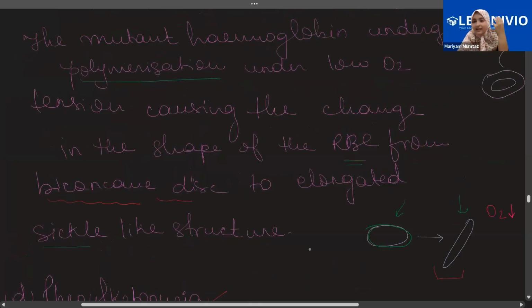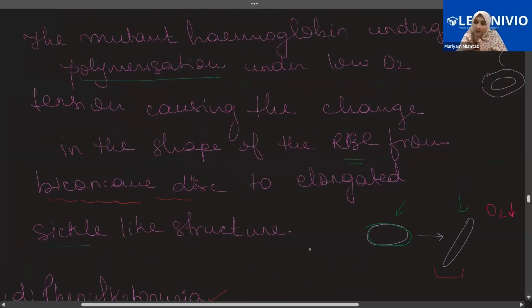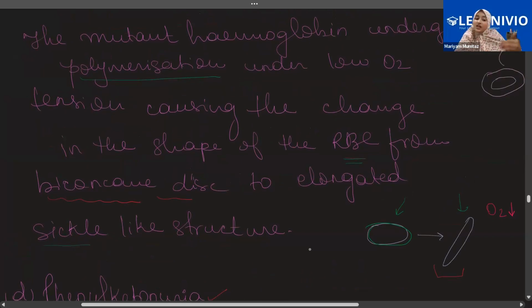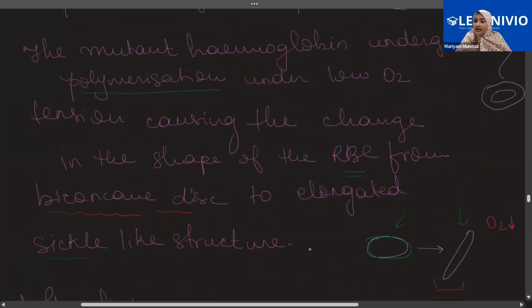If people say that खून की कमी हो गई, that is anemia, right? So sickle cell anemia, the anemia is happening because of change in the RBC's shape. And this is a genetic disease. It is a mutation disease. Clear?